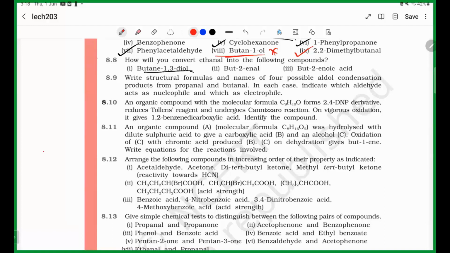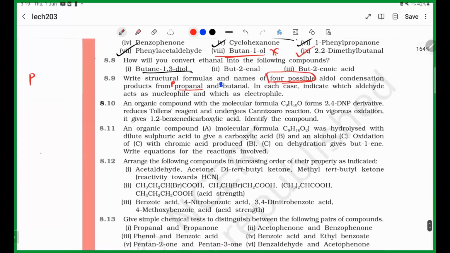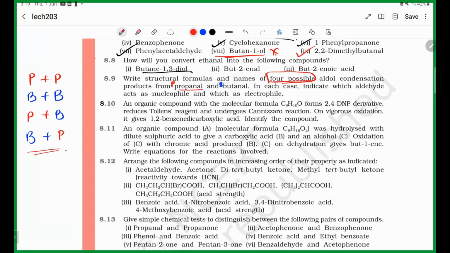Next question: write structural formulas and names of the four possible aldol condensation products from propanal and butanal. Why should there be four possible products? If you look at propanal and butanal, I call propanal P and butanal B. Here you can have the aldol condensation between propanal and propanal, or butanal plus butanal, or propanal plus butanal, or butanal plus propanal. All of these four combinations exist.